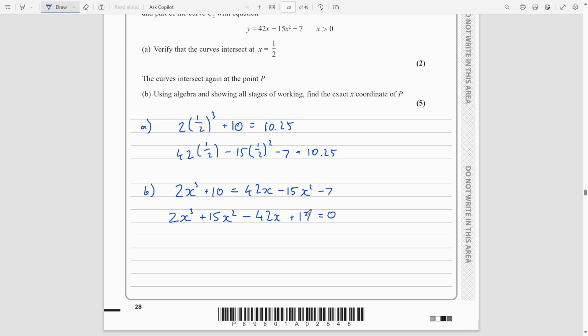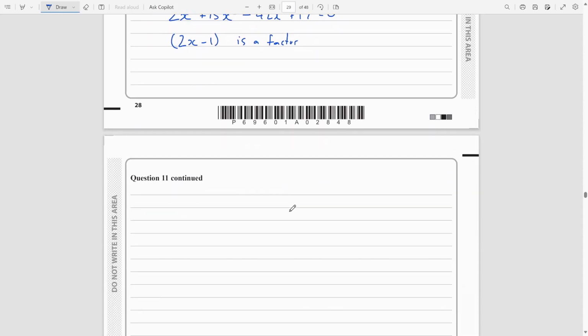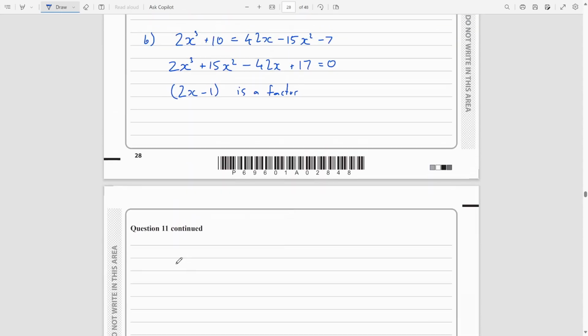So we already know that x minus a half is a solution. So that means that 2x minus 1 is a factor. Okay, I'm going to use polynomial division here, and I'm going to use grid method. I know some of you might use long division, and that's fine. Personally, I quite like grid method for this. I think it's easier, basically. So how do we do this?